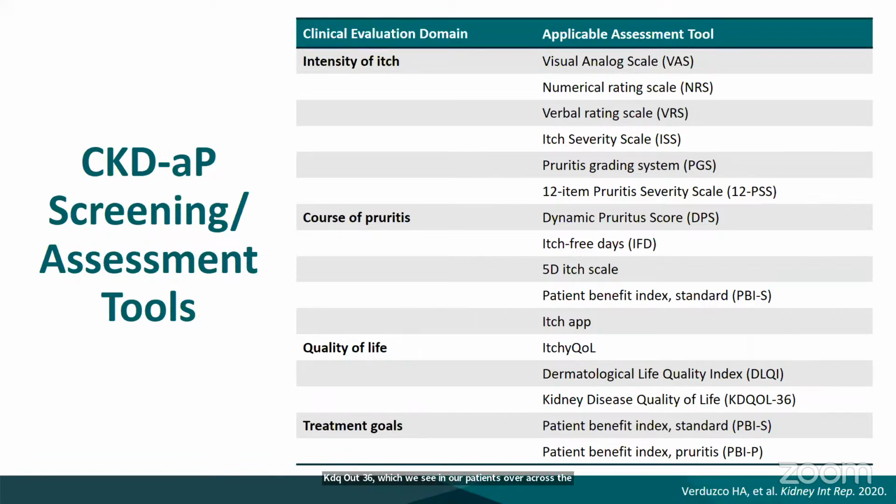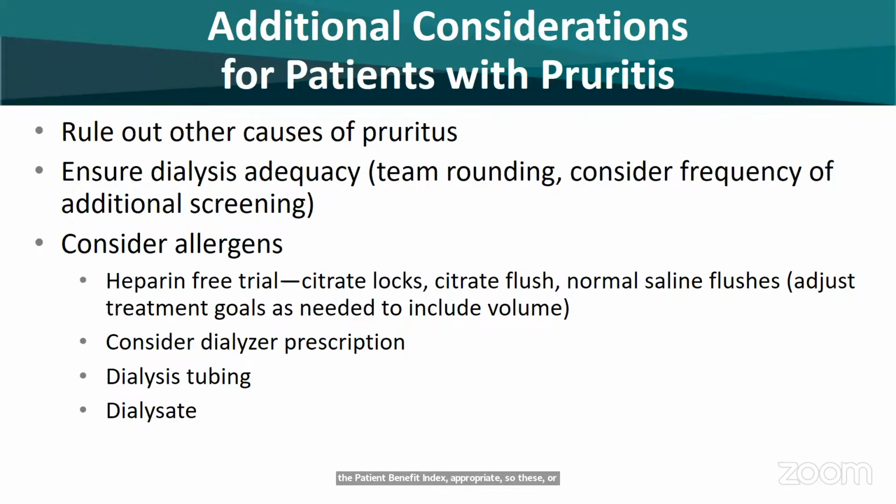And the treatment goals, they look at the patient benefit index of the standard and the patient benefit index of pruritus. So these are some screening and assessment tools that can be utilized. So when you take a look at this for our patients with pruritus, we want to rule out any other cause of pruritus. So that is really sitting down, having conversation with your patient, understanding other morbid conditions, understanding other medications that they're on or maybe been started on, really doing a deep dive into their case.